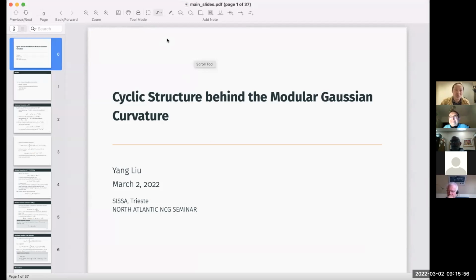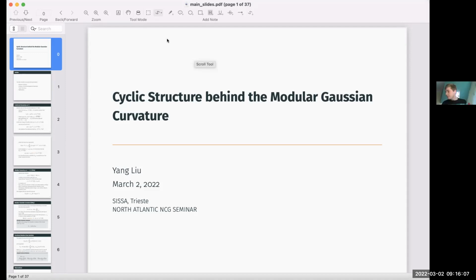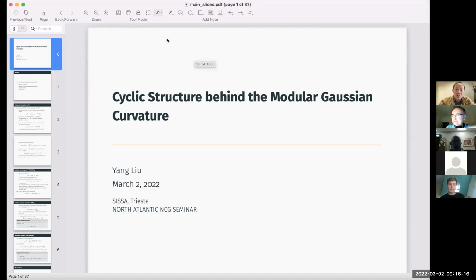First of all, thanks so much for the invitation, to have this great opportunity to present some recent progress. So in this project of the modular Gaussian curvature on non-commutative torus.